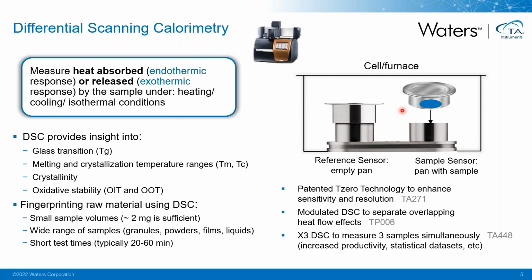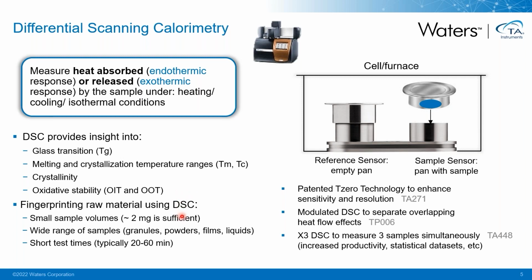The DSC will provide us insight into the measurement of the glass transition of the material. Melting and crystallization temperature ranges can be studied. We can measure the crystallinity, or we can test the oxidative stability, the OIT or the OOT of a material.